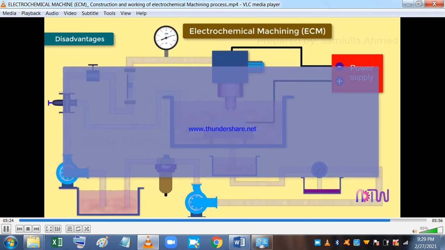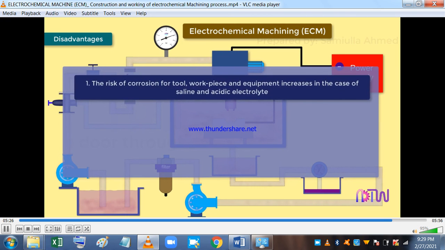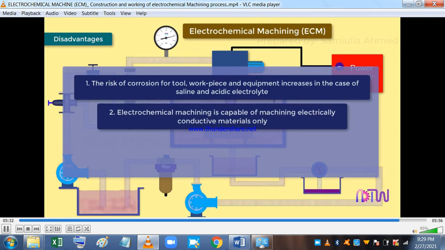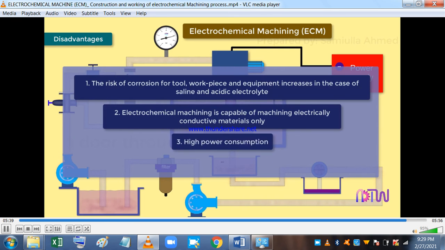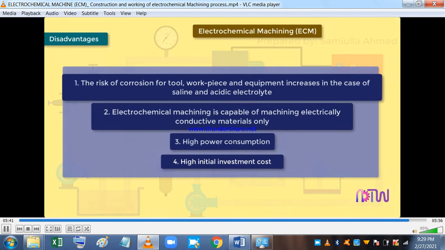Disadvantages. The risk of corrosion for tool, workpiece, and equipment increases in the case of saline and acidic electrolytes. Electrochemical machining is capable of machining electrically conductive materials only. High power consumption. High initial investment cost.